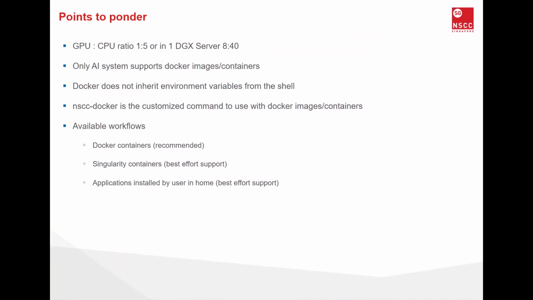So AI jobs. Points here to note: the GPU-CPU ratio is 1:5 in DGX servers, or 8 GPUs and 40 CPUs, which we need to choose. Only the AI system supports Docker images or containers. All the other systems, Aspire 1 and GPU nodes, do not support Docker containers. Docker does not inherit environment variables from the shell, so you will have to export specific variables, if you wanted to put anything inside the Docker container.